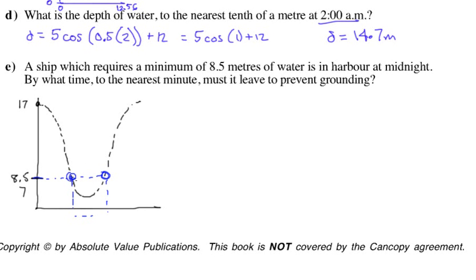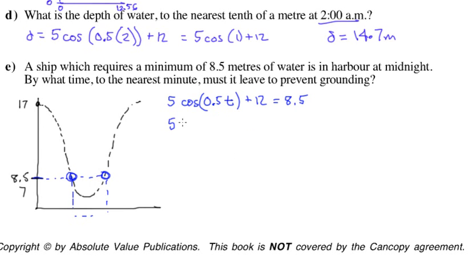Question E asks about the first time, when does it have to leave? And question F asks about the second time, when is it able to return? So let's see if we can figure out both of those. The depth, we said before, is 5 cosine 0.5t plus 12, and we want to know when does that equal 8.5.